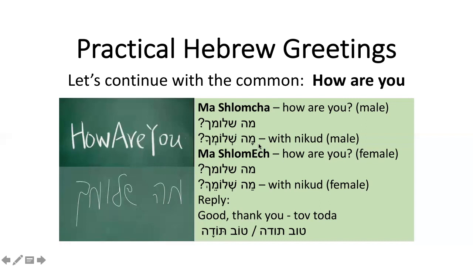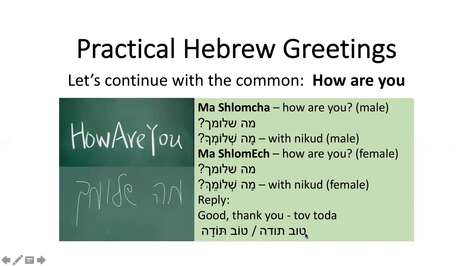Ma shlomcha for a male, ma shlomcha David, ma shlomech Linda. I just invented two names. Ma shlomech with the nikud, ma shlomech, and then the reply comes next. Tov or tov toda. Toda means thank you. So we can say just tov, which is good.